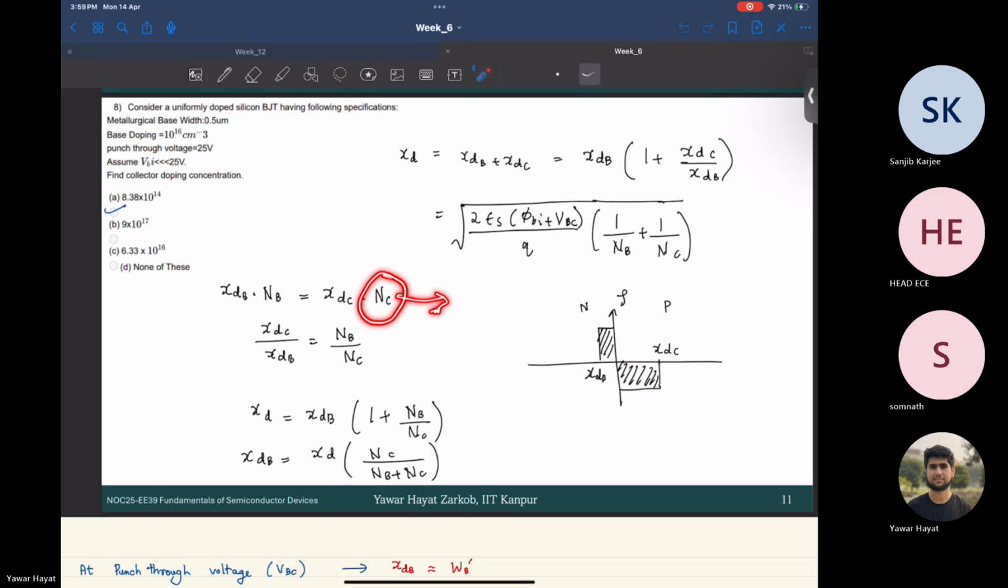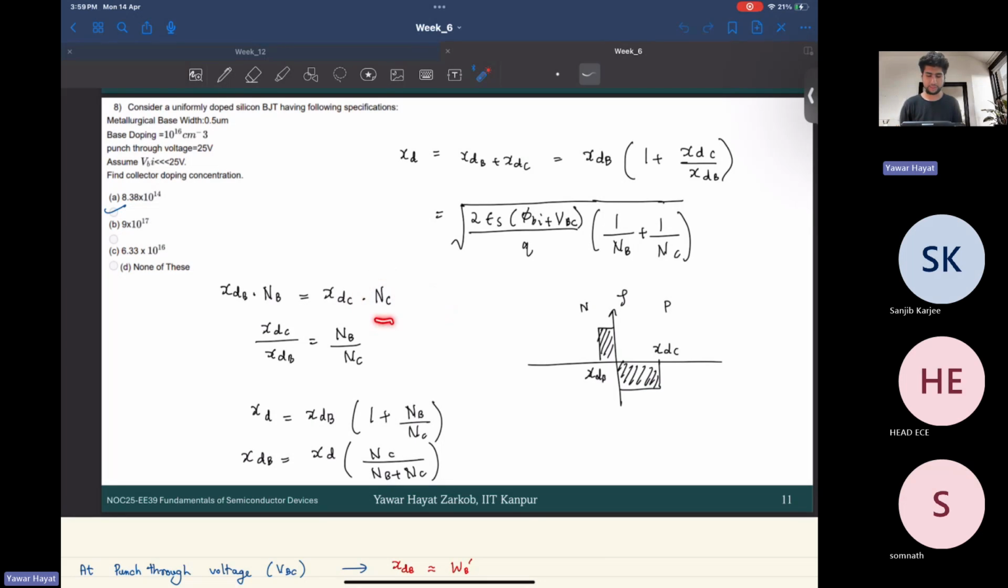Collector doping, sir. Correct. This is the collector doping. So then it turns out that I can write XDC by XDB as NB by NC. I can write it like this, right? Yes, sir.